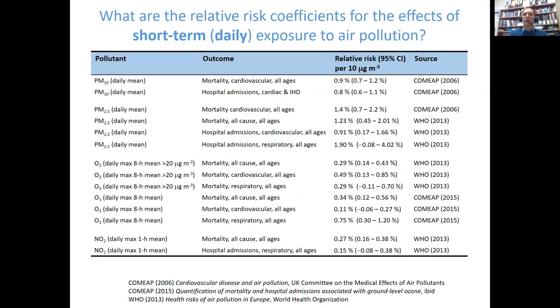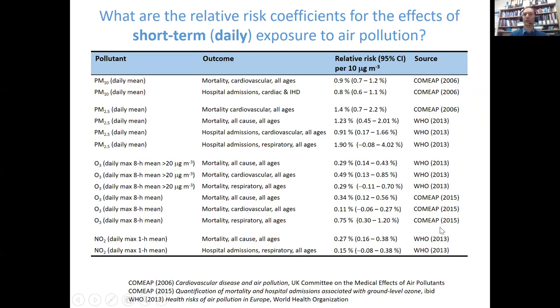So what are the actual numbers? And I'm certainly not going to go through this table in any detail whatsoever, but I've summarized in this table the short-term risk factors associated with air pollutants. So on the left, we have a set of pollutants in the left column: particulate matter, ozone, nitrogen dioxide. We have outcomes, mainly mortality outcomes for these pollutants.